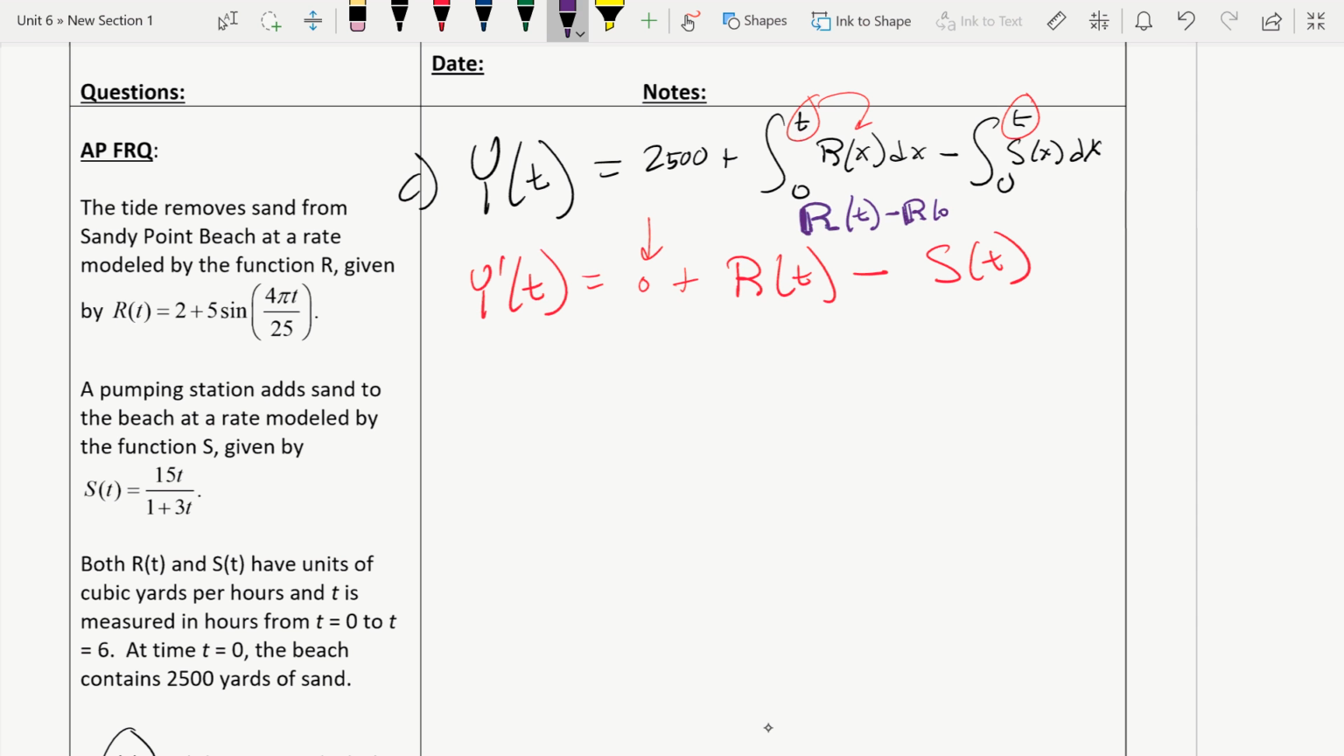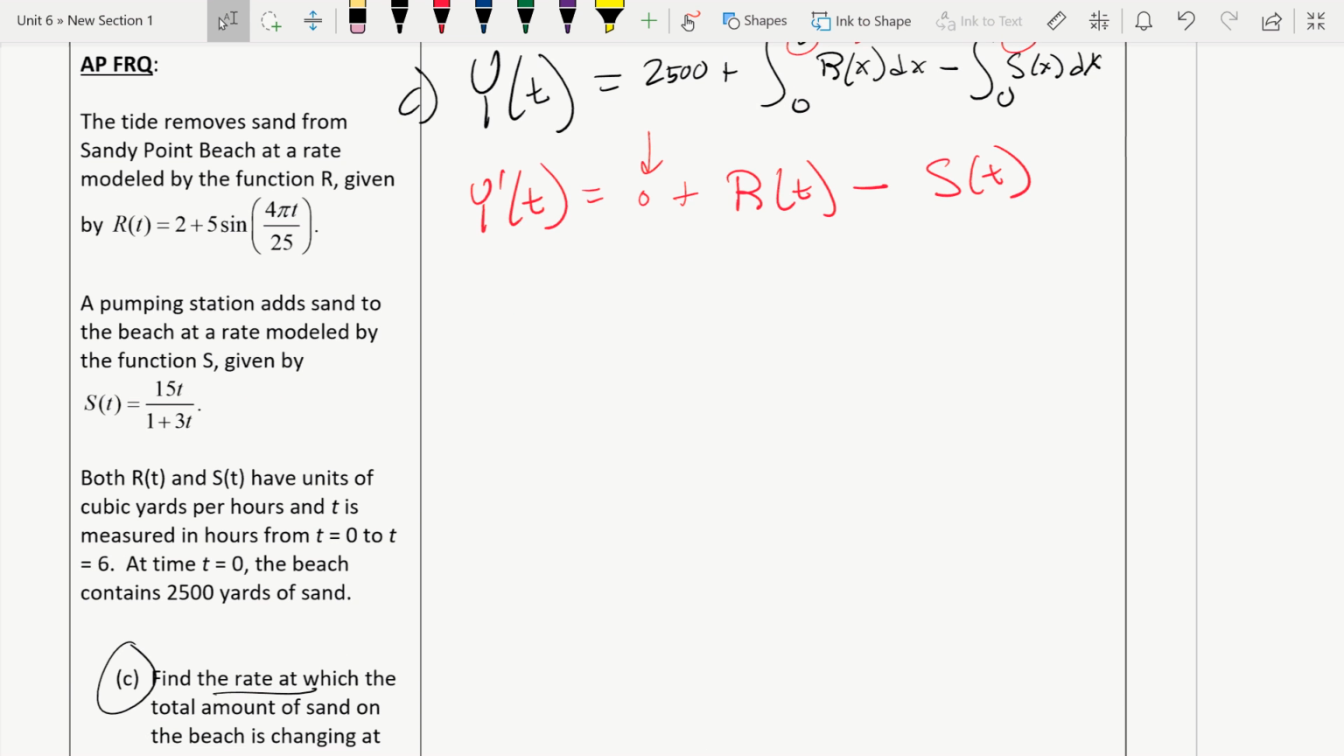Then we would derive this. Well, this one here would be a constant. That's why it's gone. Then the derivative of super mega capital R would go back to regular capital R. Same thing with the s. Okay. And then it specifically said at time 4.